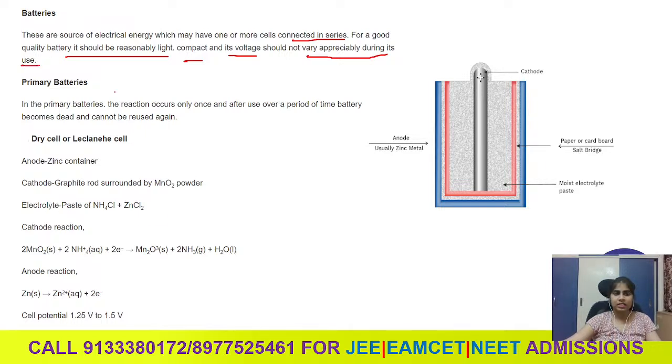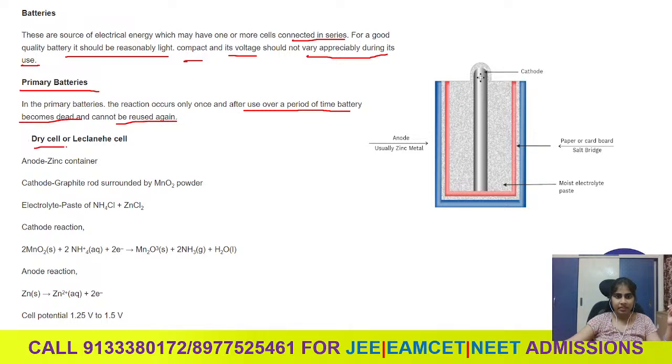decrease during its use. There are two types of batteries: primary batteries and secondary batteries. We can see these two types in our home also. Primary batteries are, for example, the batteries used in remotes and watches. In primary batteries, the reaction occurs only once, and after use over a period of time, the battery becomes dead. This cannot be reused. So this type of battery is known as a primary battery.